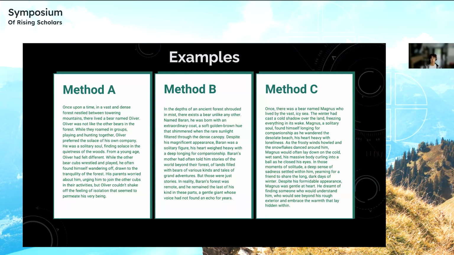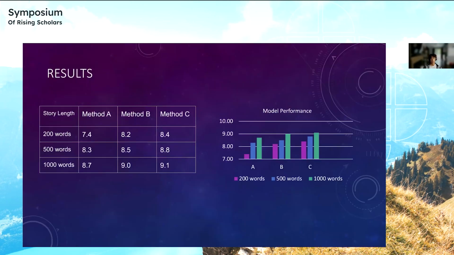So here are some examples of the stories that were generated. They're all roughly the same length, given the prompt, a lonely bear. As you can tell, for this specific case, method C provided the most descriptive story out of all 3. And through our overall results, given varying story lengths, method C did the best across the board, followed by method B and then method A.